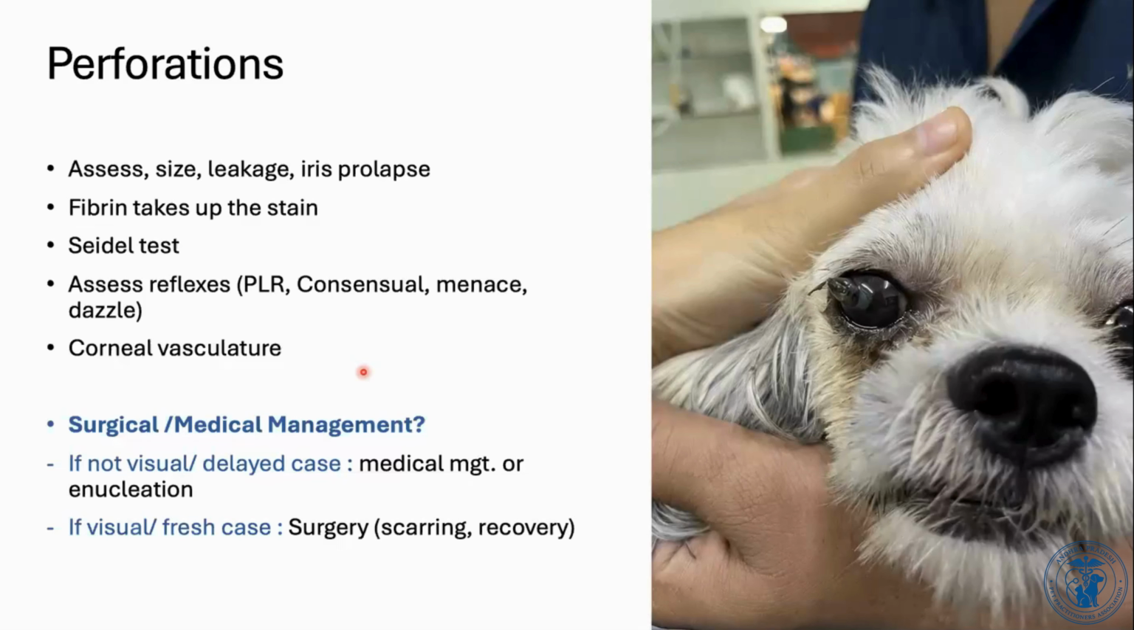But usually, how I assess whether surgery is required or not is, if the pet is not visual, it is a delayed case, then we can go for medical management. And if we feel the pet is having a lot of discomfort, a lot of pain in that eye, and it is getting ulcerated or bleeding here and there, then I would rather suggest going for enucleation rather than a corrective surgery.